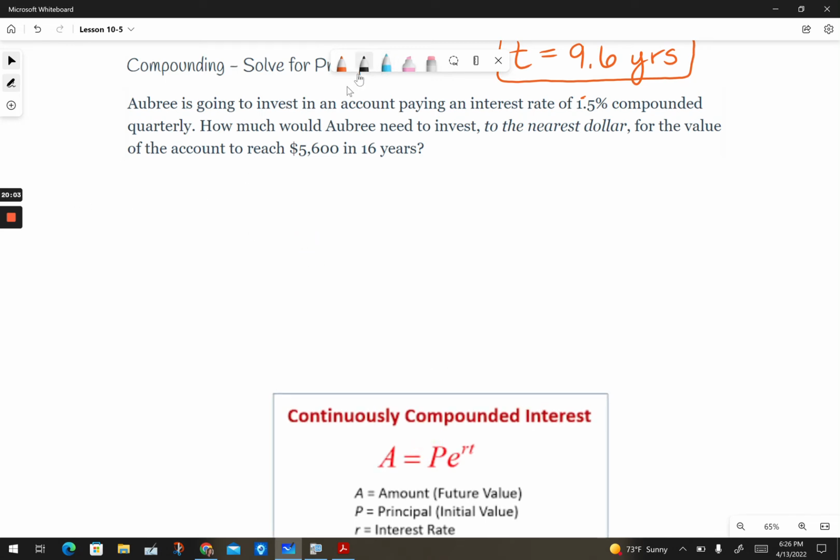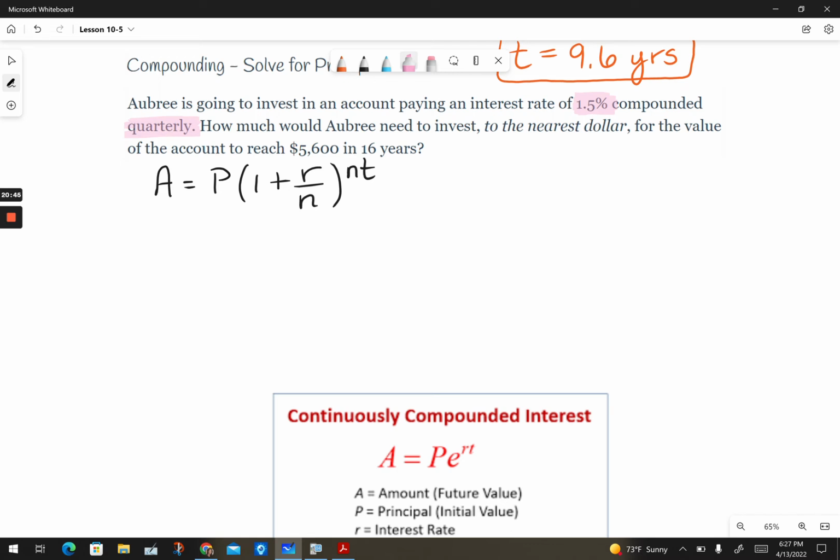Okay. So I know our title says solve for principal, but let's read it and make sure we understand the wording so that we know in the future what to expect. Aubrey is going to invest in an account paying an interest of 1.5%. So I'm going to use some highlighting here, 1.5%. It is being compounded quarterly. How much would Aubrey need to invest to the nearest dollar? So we need to keep in mind what our rounding is for the value of the account to reach $5,600 in 16 years.